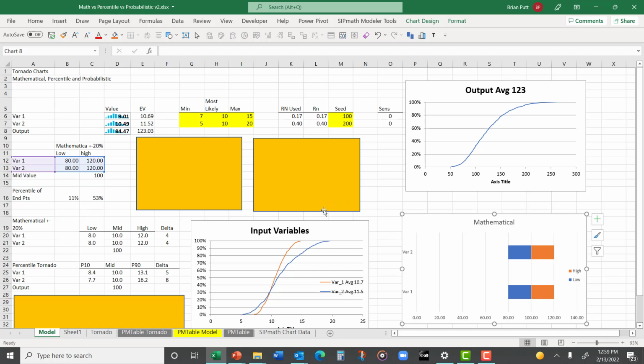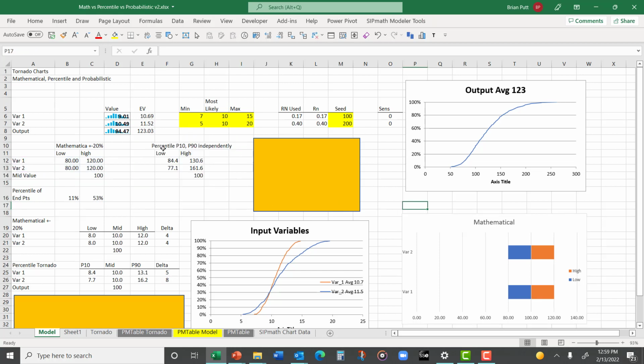The second chart is the percentile. And here I want to take the percentile of these two variables. I've used SIPMath to calculate the distribution. Here is the distribution of these two variables. Variable 1 is shown here in orange, if you will, and variable 2 in the blue. And you can check that yourself by looking at these ranges.